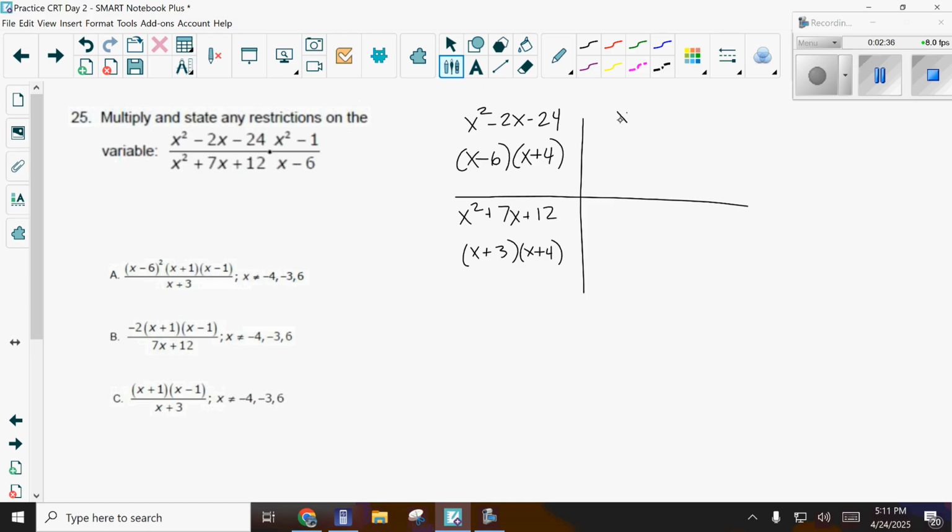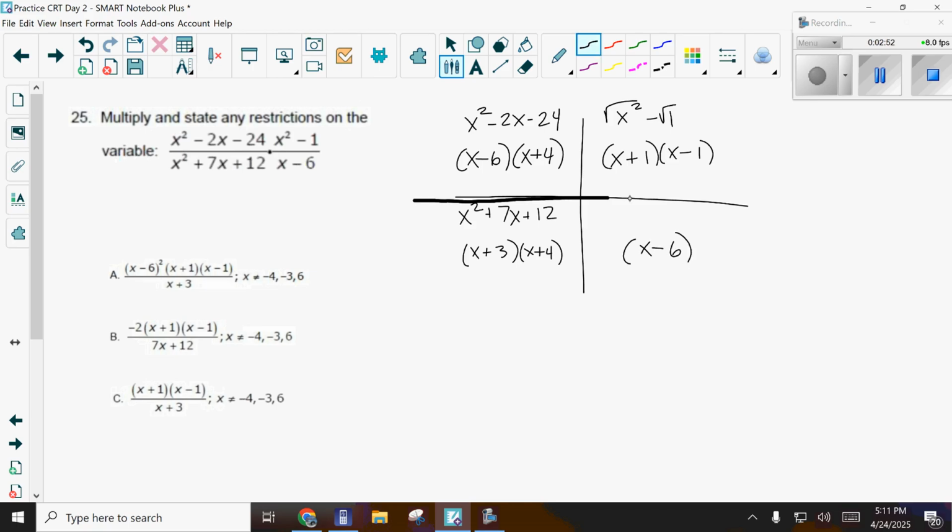Next one is the difference of squares. That one we don't really need the calculator because we get to square root each one. So that should be x plus 1 and x minus 1. And then we have a lonely x minus 6, and that one cannot be factored at all.